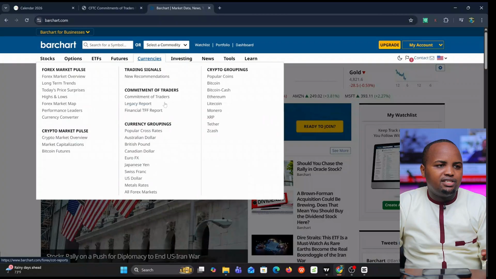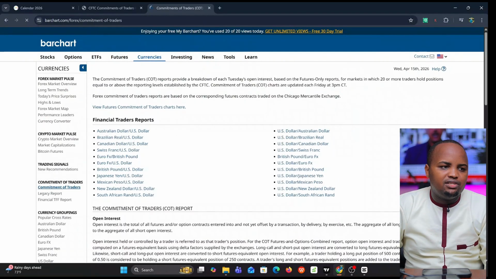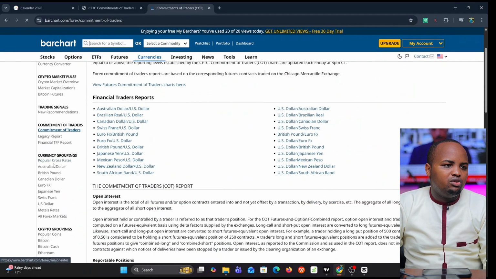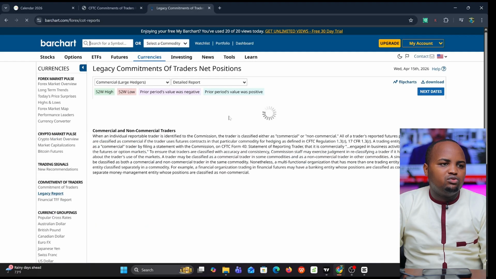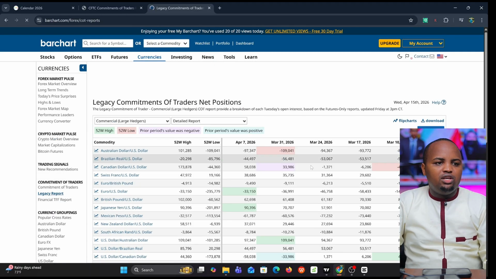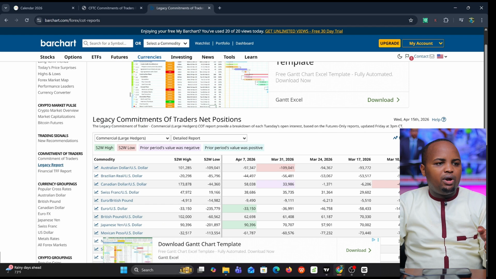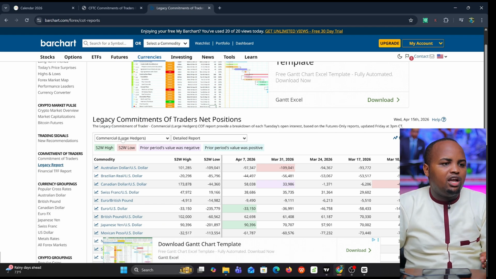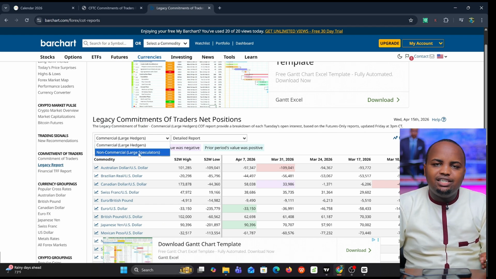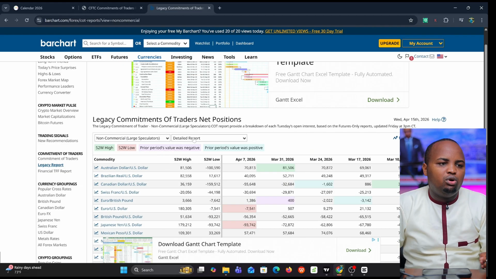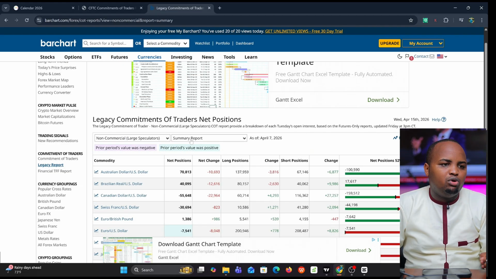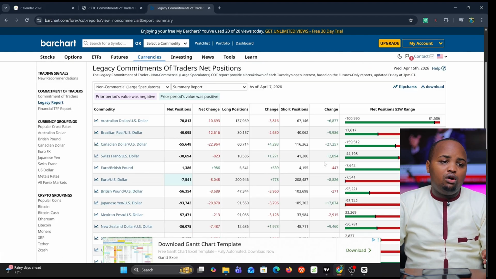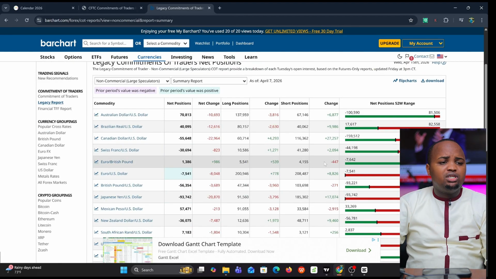Once you click the currencies, you see Commitment. You can either click the Commitment of Traders, or you can just go direct to the legacy report. So that is what you need to check here. Once you move to this area, remember we are not working on non-commercial, we are working on large speculators, which is the non-commercial report. You can either go to the summary report or the detailed report. On mine, I'm on the summary report. I think it's good because it's going to summarize everything.